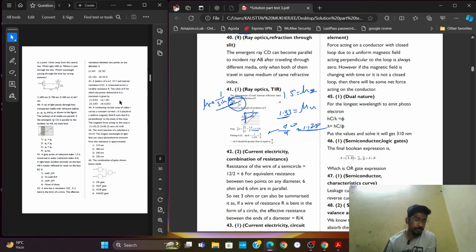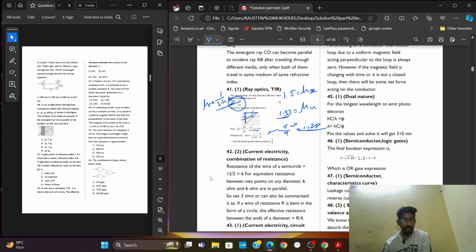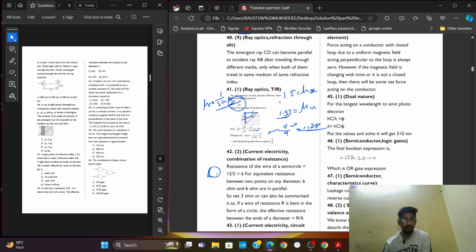Okay. Question number 42. A wire has a resistance of 12 ohm. It is bent to form a circle. The effective resistance between 2 points of the diameter. Take it like this. You have to calculate the resistance from this point to this point. As you all know, the resistance of the wire was 12 ohm, right?